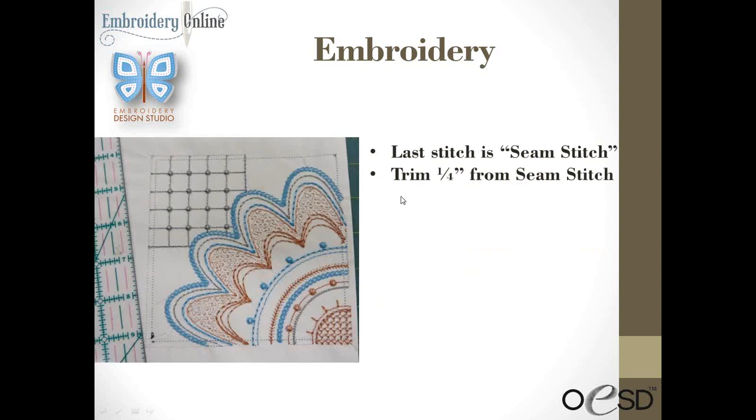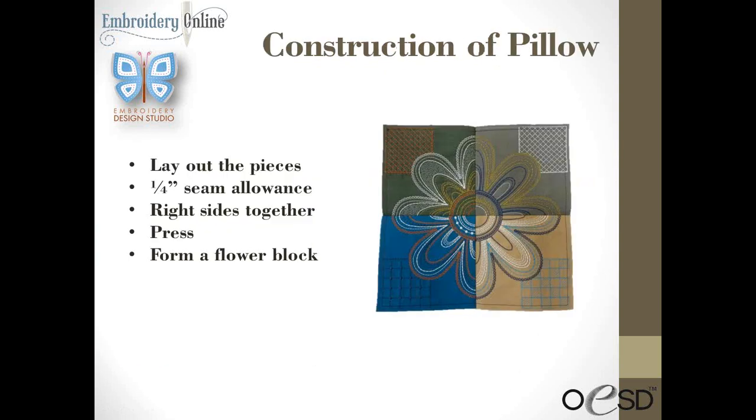Once we're finished, again we're going to trim 1/4 of an inch from your seam stitch on all of your pieces. And now we're ready to lay them out and stitch them together using the 1/4 inch seam allowances, right sides together. Press it, and you've now got your flower block.